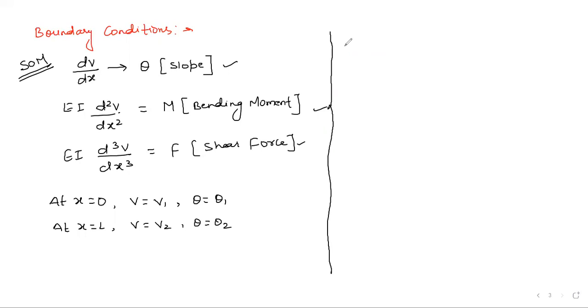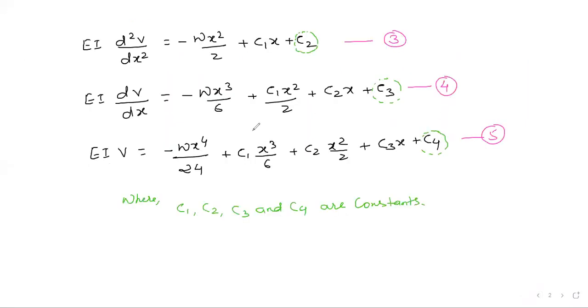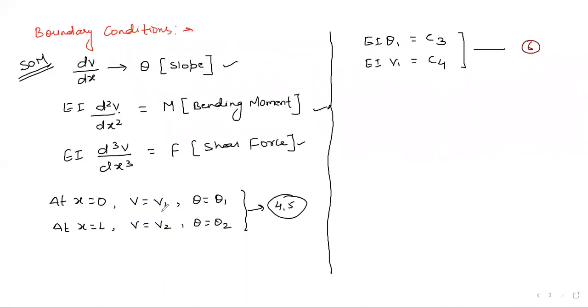Substituting these values in equation number 4 and 5, we are going to get EI theta 1 equal to C3 and EI v1 equal to C4. Let us take this as equation number 6. Because see here, in equation number 4 and 5, if you keep x is equal to 0, in the first case at x is equal to 0, v is v1 and theta is theta 1.